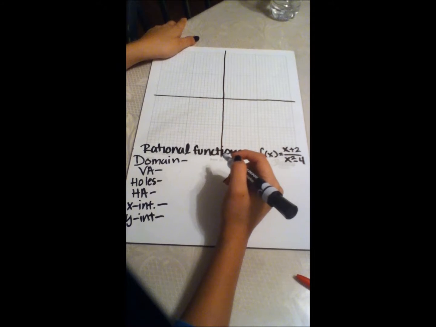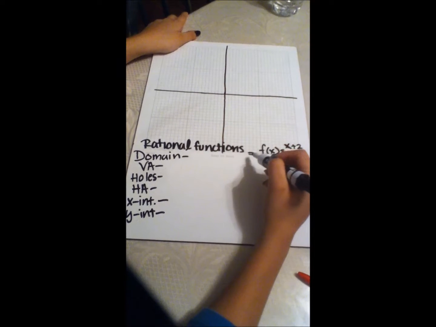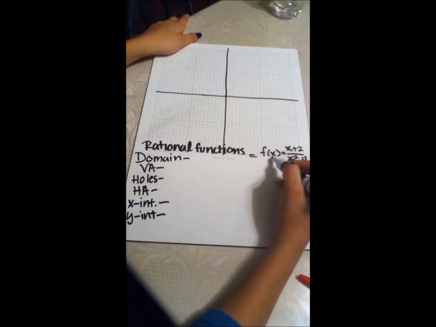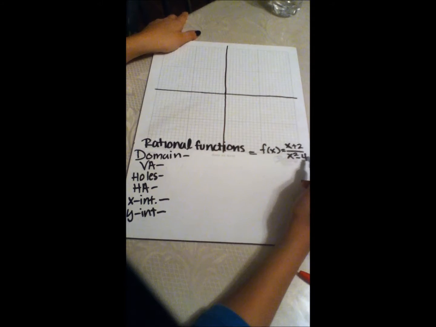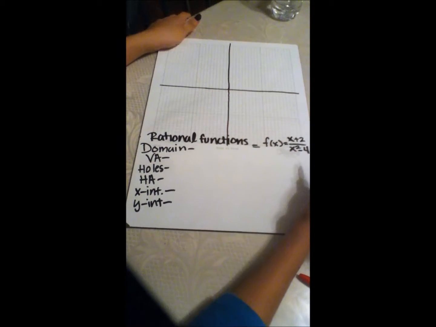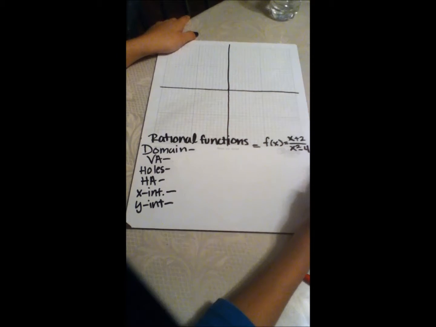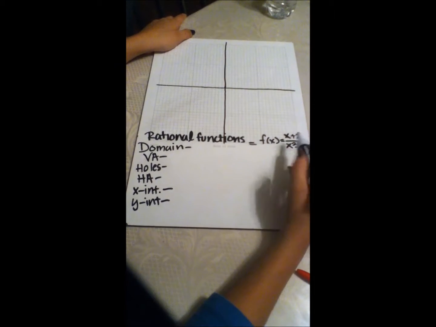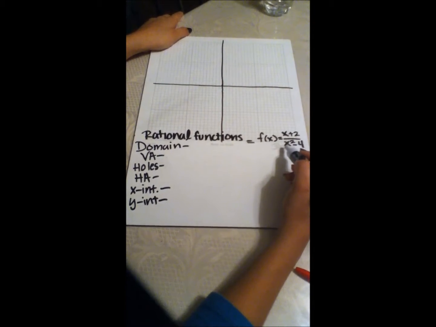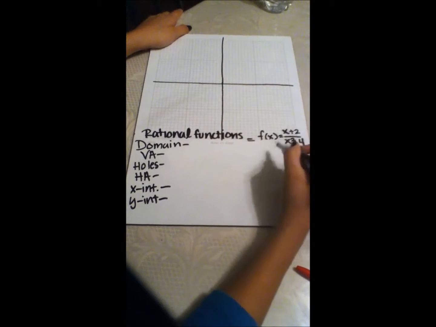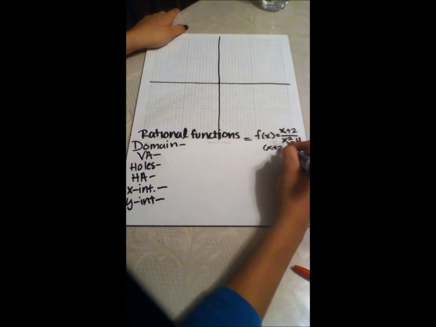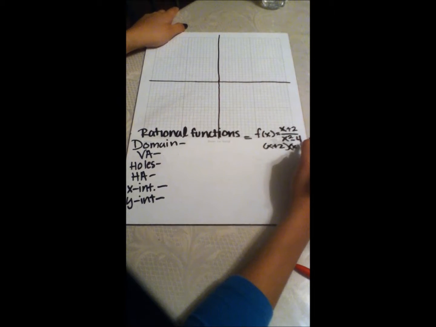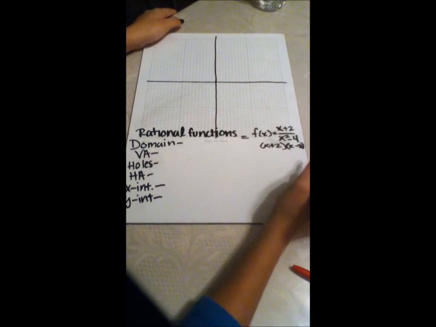Okay, today we will be solving rational functions, and for rational functions we're going to use the equation f(x) equals x plus 2 over x to the power of 2 minus 4. So let's start by finding the vertical asymptotes. To find the vertical asymptotes we have to use the denominator, but in this case we have to factor, which is x plus 2 and x minus 2.